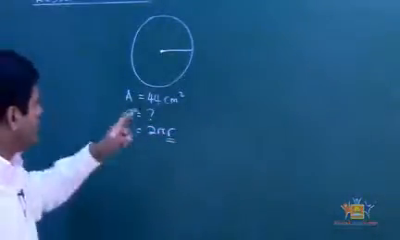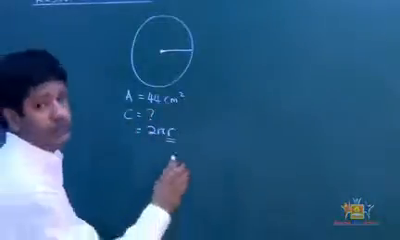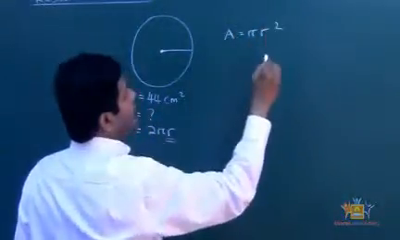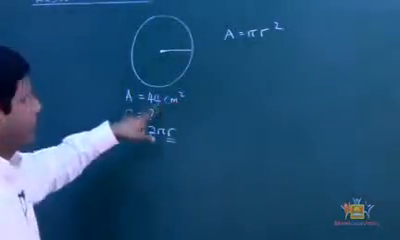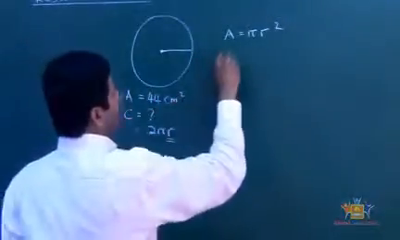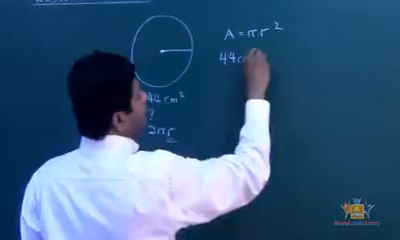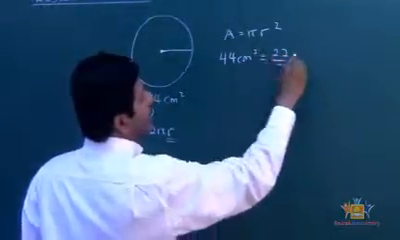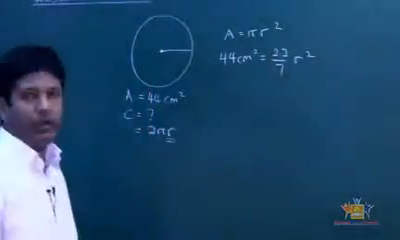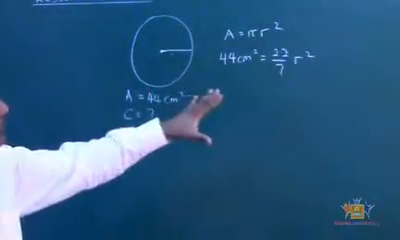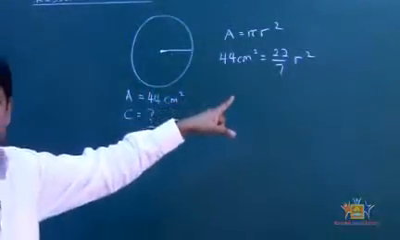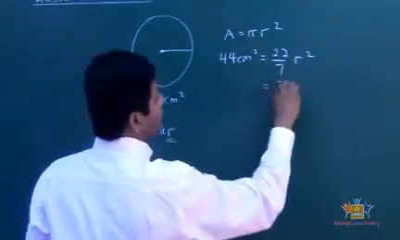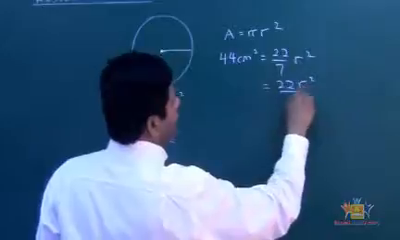So we've got the area. What's the area formula? The area formula is pi r squared, and I know the area is 44 centimeters squared, and pi is 22 over 7. And r, we don't know, so we're going to leave it as r squared. What are we going to do first? We're going to isolate r squared, and later we take the square root. So this is 22 r squared over 7.